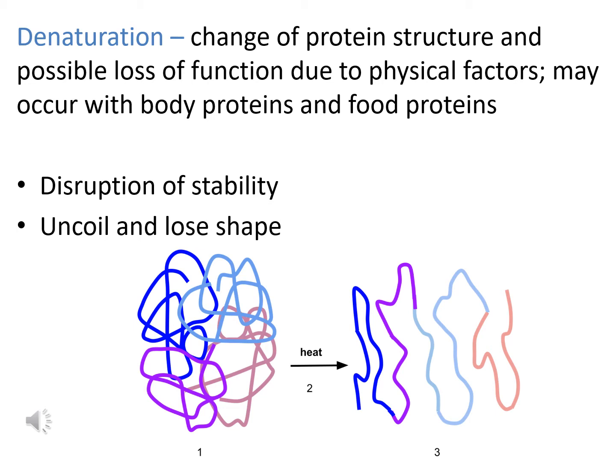As the stability in the complex structure is affected, the protein uncoils and starts to lose not only its shape but its function. Past a certain point, denaturation is irreversible for these proteins.